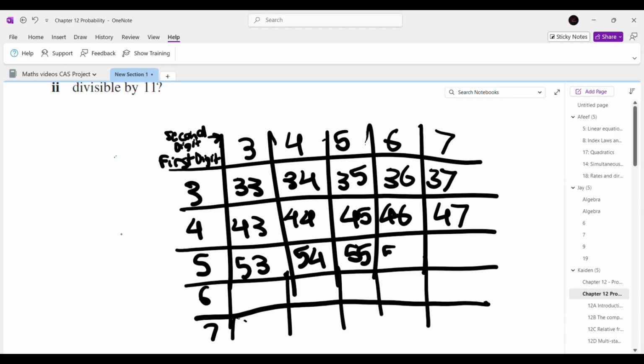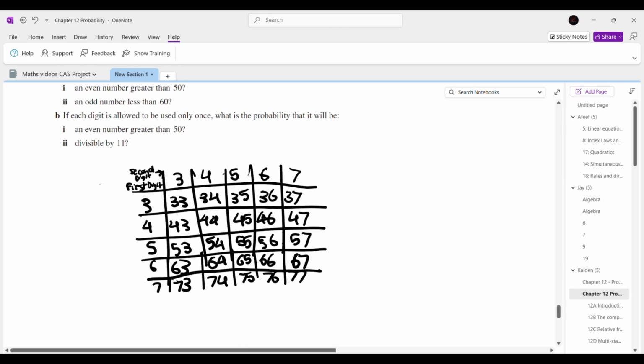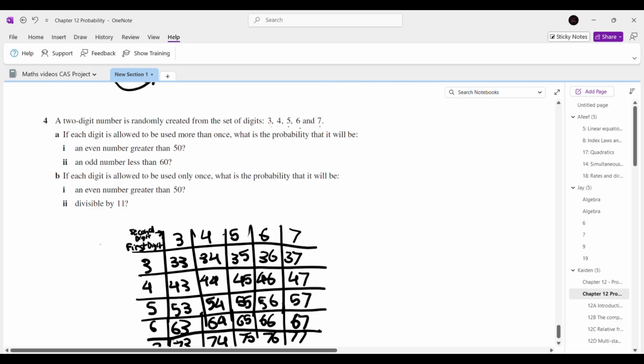within our selection of numbers. Our sample space is just all our possible combinations. As you can see here, we're going to have 25 different combinations that can be made out of these 5 numbers. 75, 76, and 77. There's 25 different combinations here, and this is our sample space.